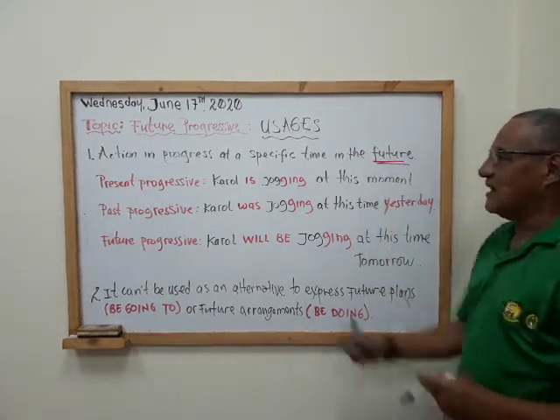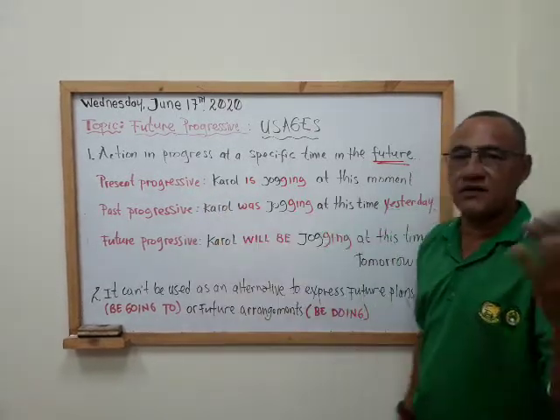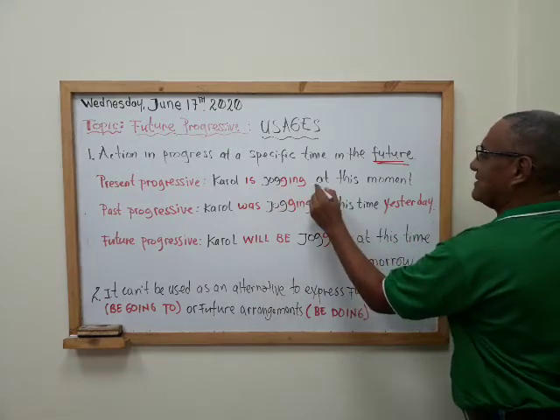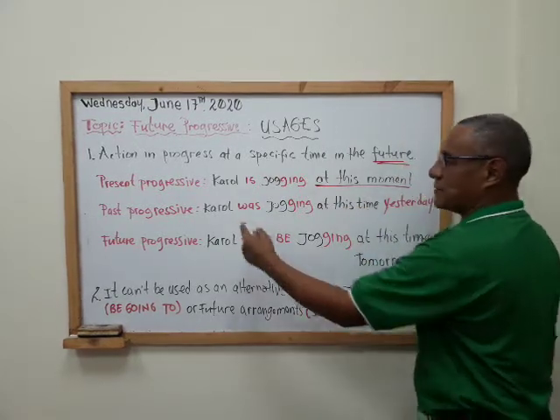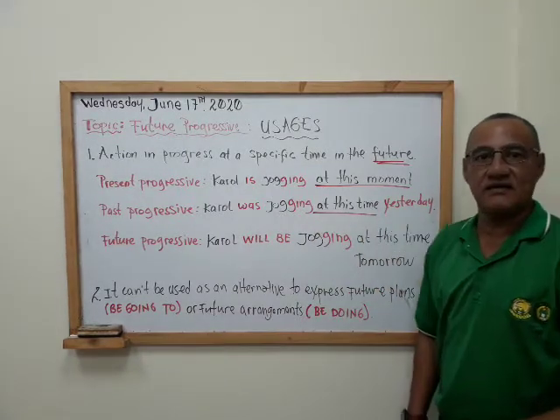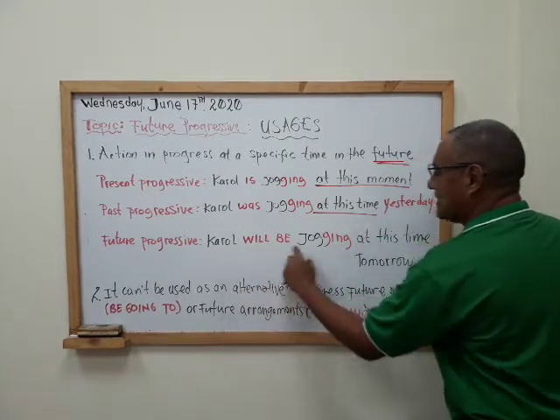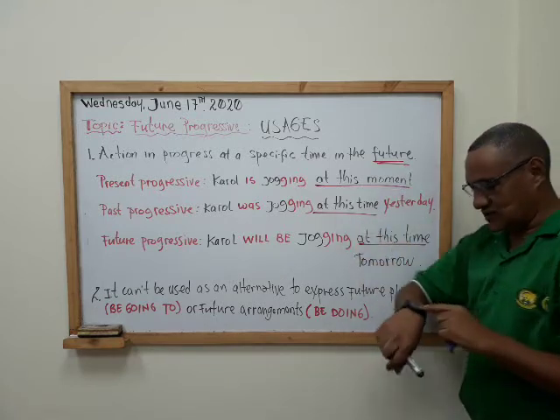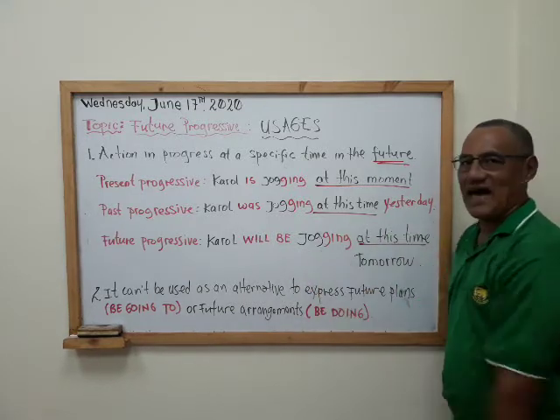For this, I want to compare it with the present progressive and past progressive. Look at the example. Carol is jogging at this moment. This is a specific time, which means now. Past progressive: Carol was jogging at this time yesterday. And future progressive: Carol will be jogging at this time tomorrow. This time, which is 12:35, she will be doing this activity.